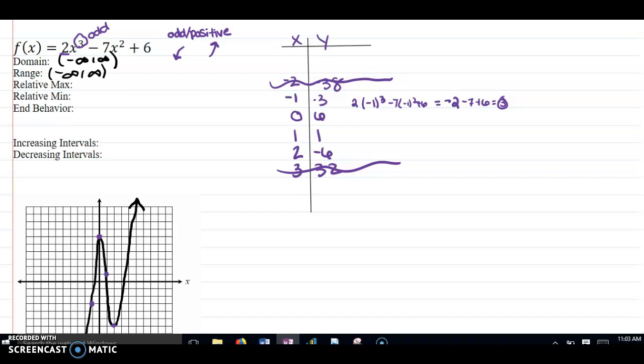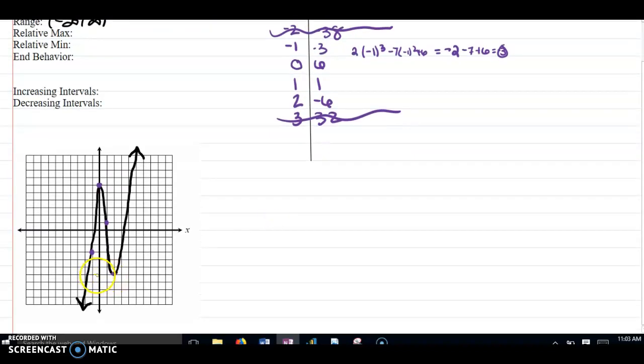The relative minimums are found at the lowest points on the graph, or the valleys. You think about mountains and valleys. So approximately right here, which was -6, was a minimum. And then a maximum would be right here at +6.